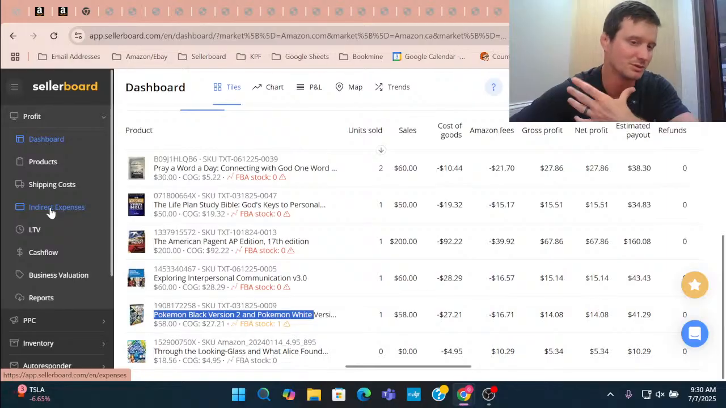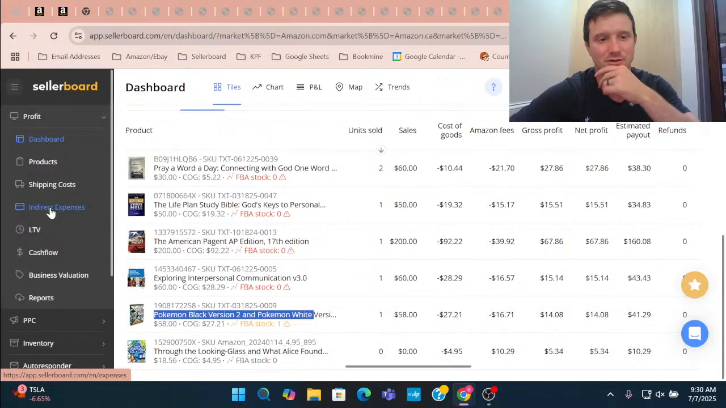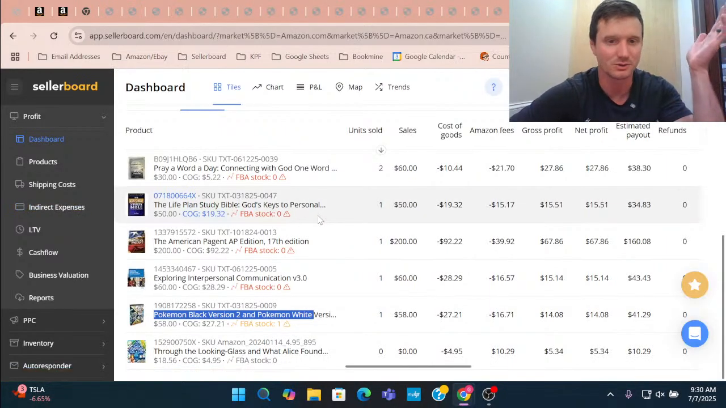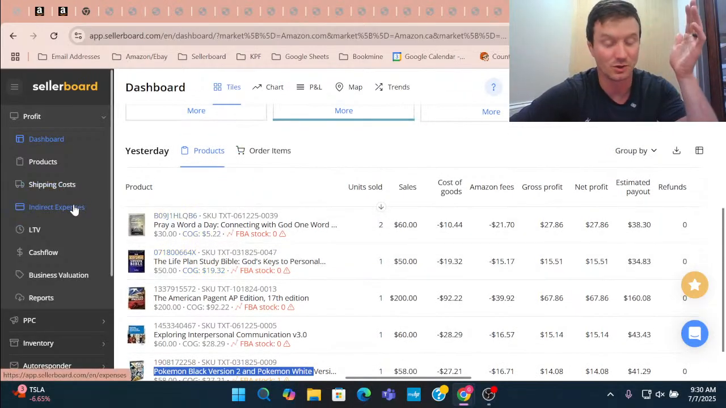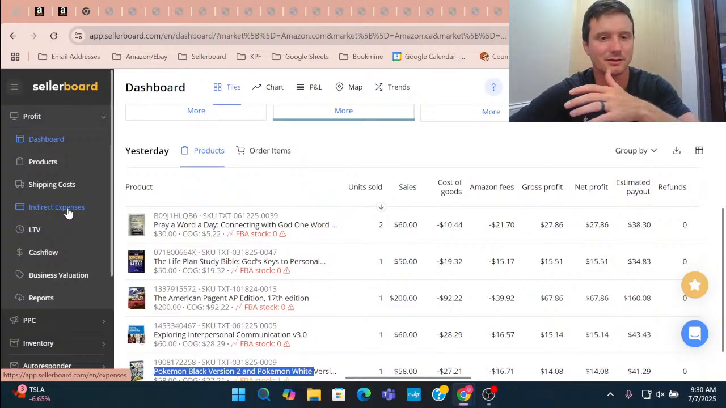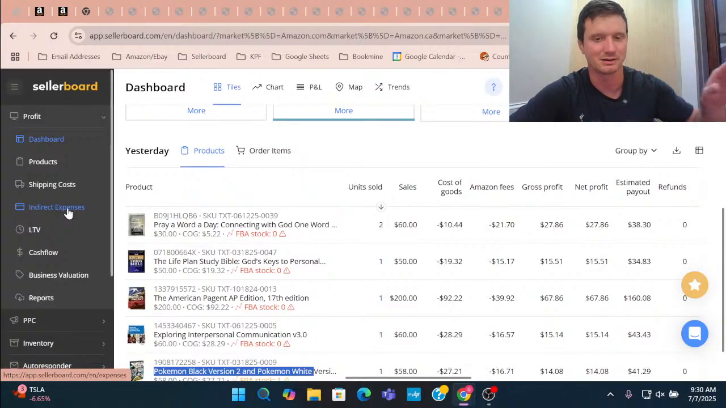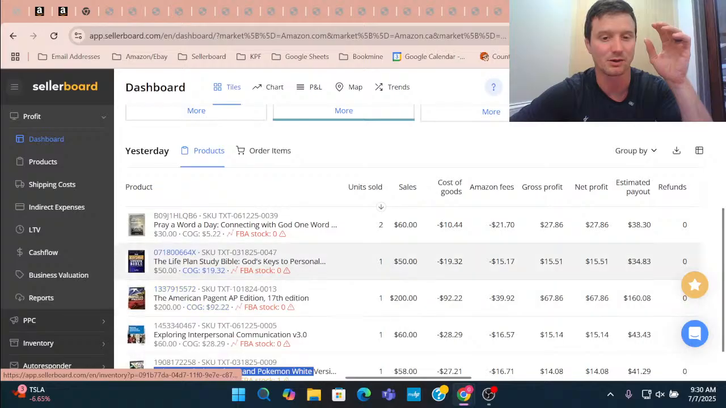But I put those in the indirect expenses category because that's a different area where it comes out of. And that's going to be kind of the same way you're going to go about it no matter what software you're using, because Amazon doesn't calculate that, if that makes sense. It doesn't calculate it in the back end, so you're going to be doing that all on your own.